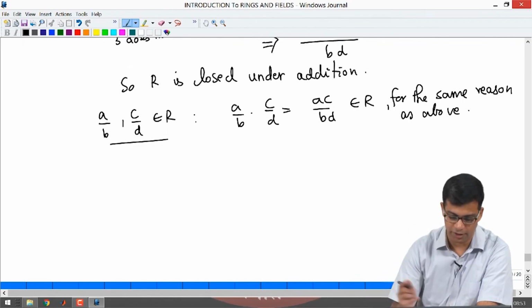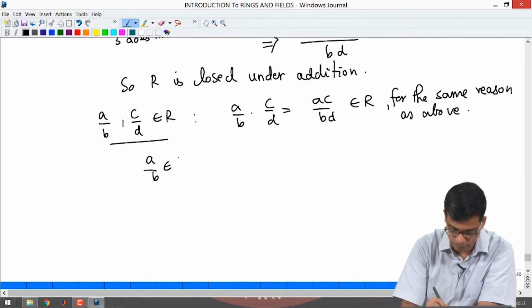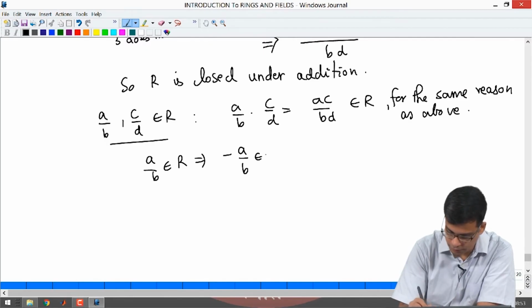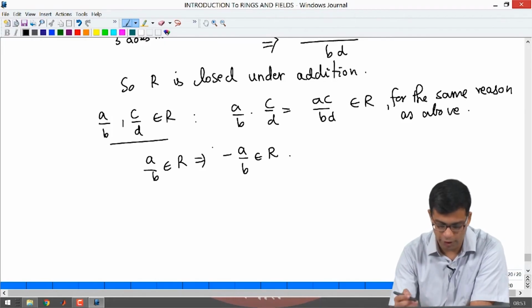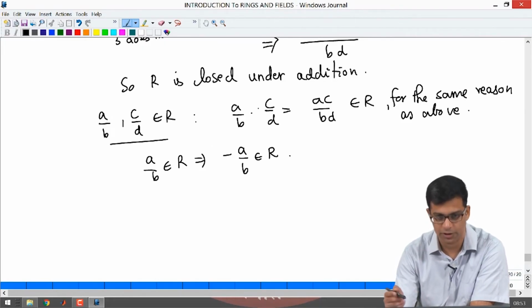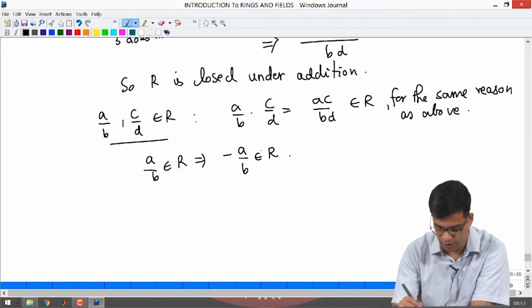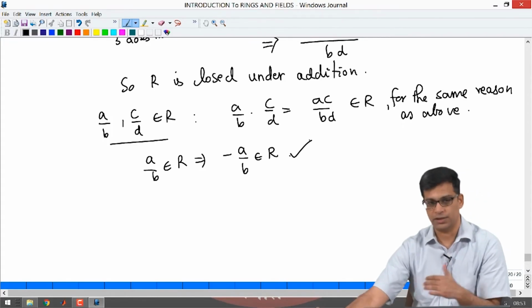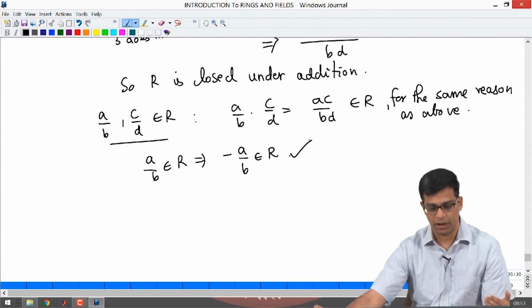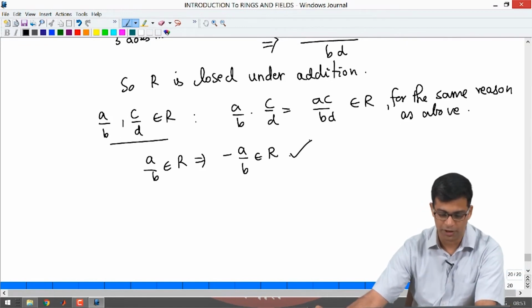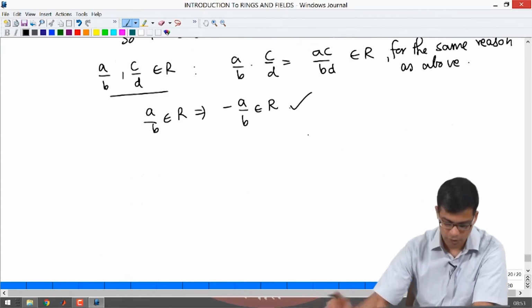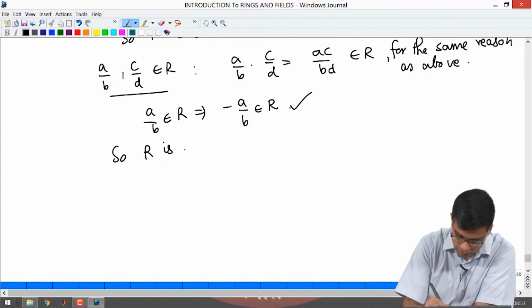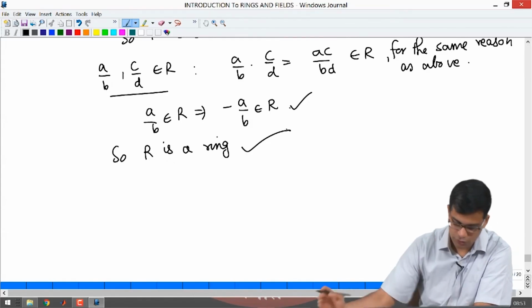So, once you have checked these conditions, of course, if A by B is in R, minus A by B is also in R. Okay. That is also seen by using the closure under multiplication property, because minus 1 is there, the product is minus 1 times A by B, which is minus A by B, is in R. So, we have checked all the conditions. Remember, associativity of addition and multiplication, and the distributive property are automatically true, because this is sitting inside Q, which has all the required properties. So, R is a ring, right. So, R is a ring.